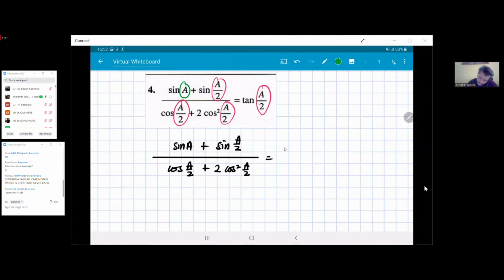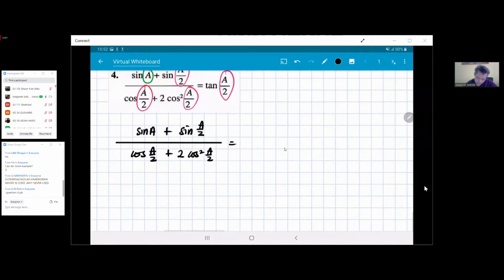So what do I mean? That means everything here will remain the same except for the sine A. So let me just write that out first. So imagine this, if I leave everything the same, maksudnya yang ni ialah cos A plus 2 cos square A over 2. On top here, we have sine A over 2. Nampak? I ganti everything except the sine A.